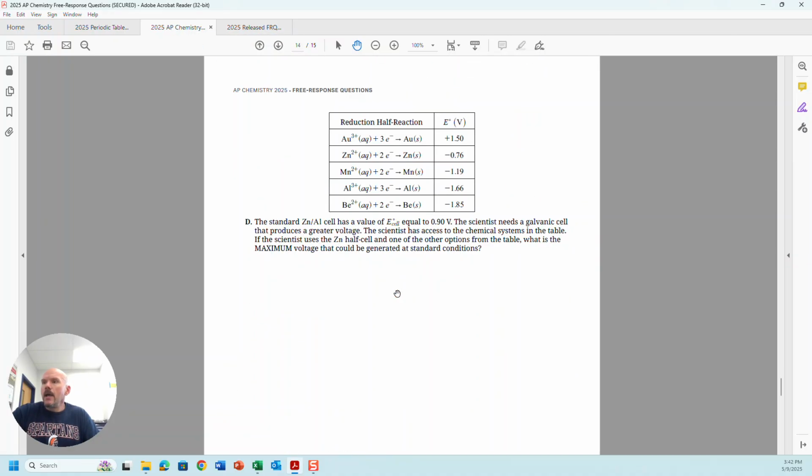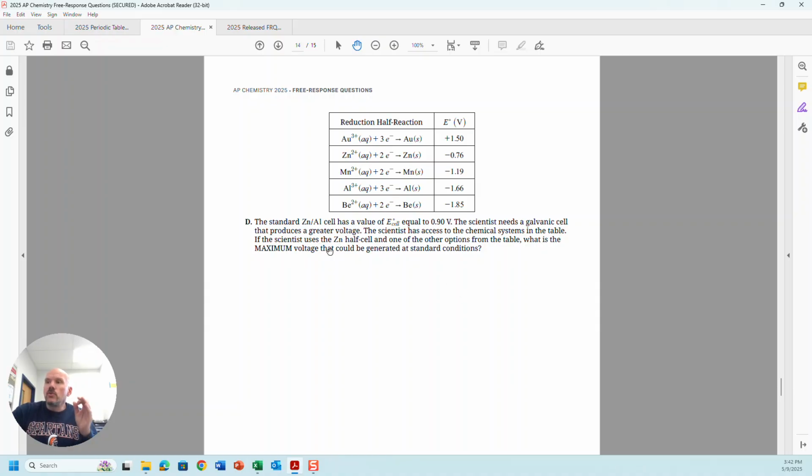All right. And then part D, so the standard cell that we were just looking at has a voltage of 0.9. Okay, we want to make a galvanic cell with a greater voltage, and this is what the scientist has available to them. And we want to know, well, instead of aluminum paired up with zinc, what if we paired something else up with zinc? Could we get a higher voltage?